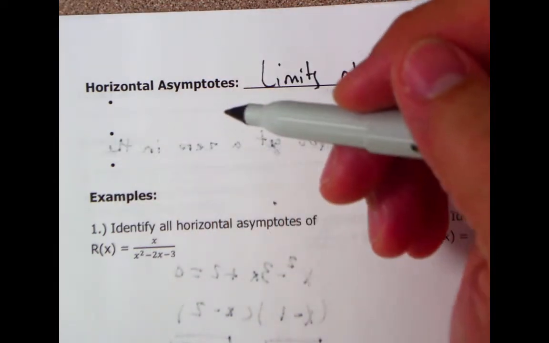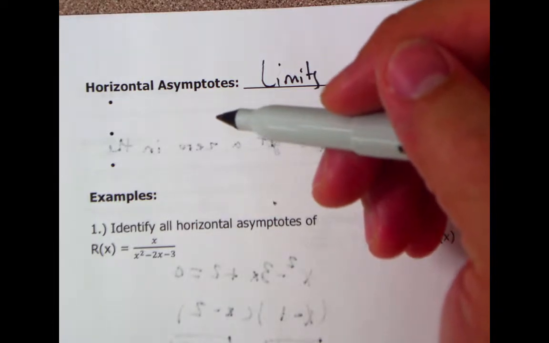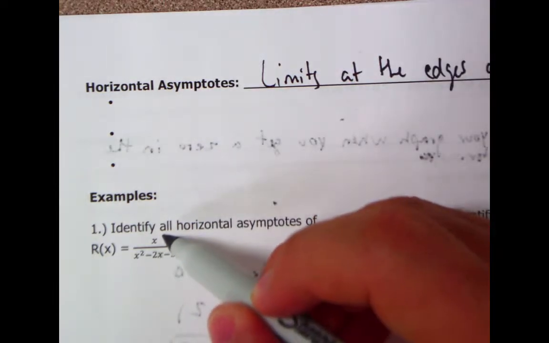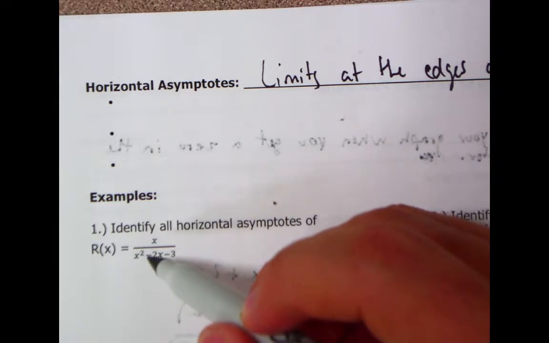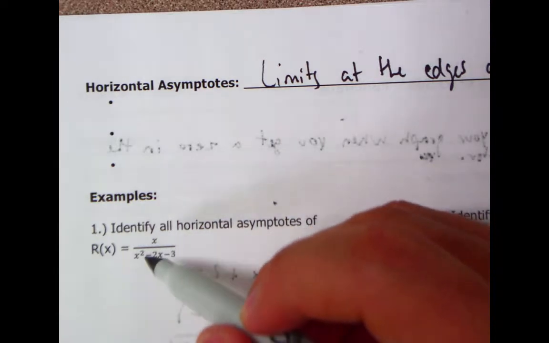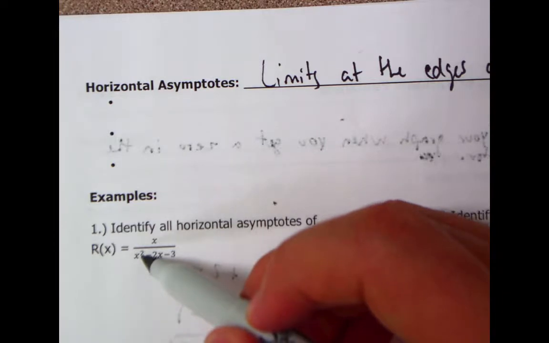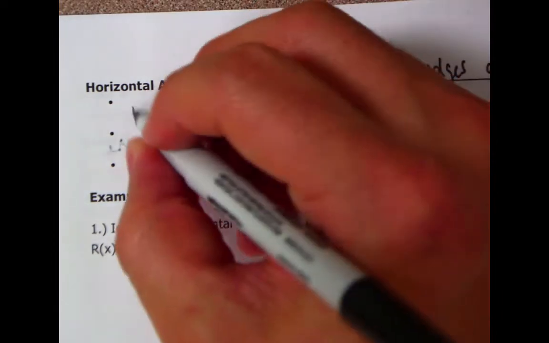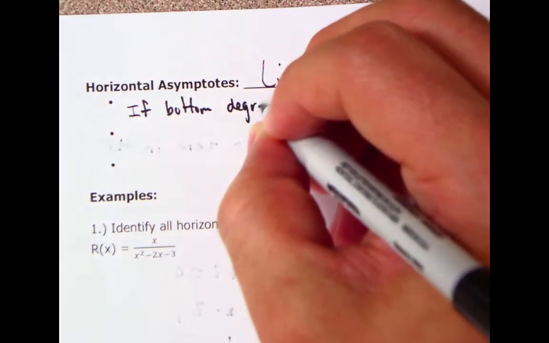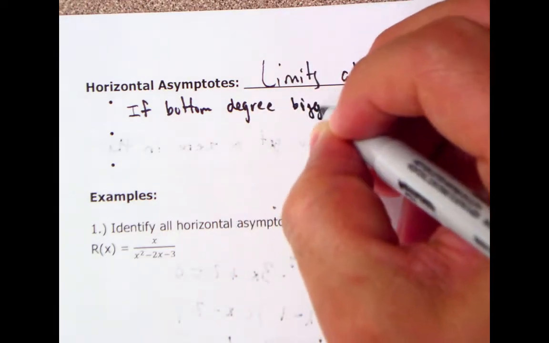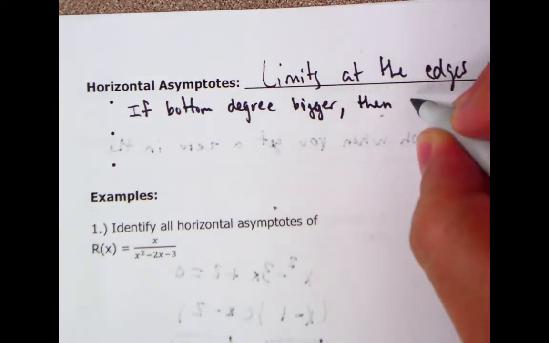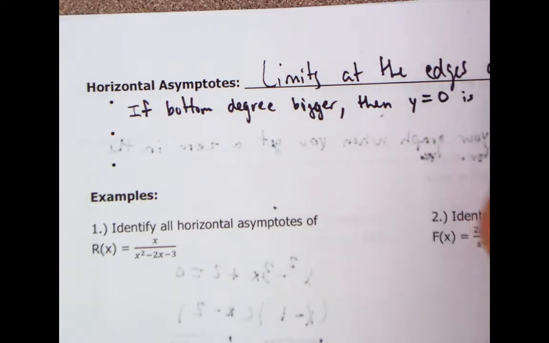To find your horizontal asymptotes, we look at the degrees of the top and the bottom of your function. So we look at the degree of the top, which here is a 1, and we look at the degree on the bottom, which here is a 2. If the degree on the bottom is bigger than the degree on the top, so this case right here, where you have an x squared on the bottom, which is bigger than the x on the top, then y equals 0 is the asymptote.